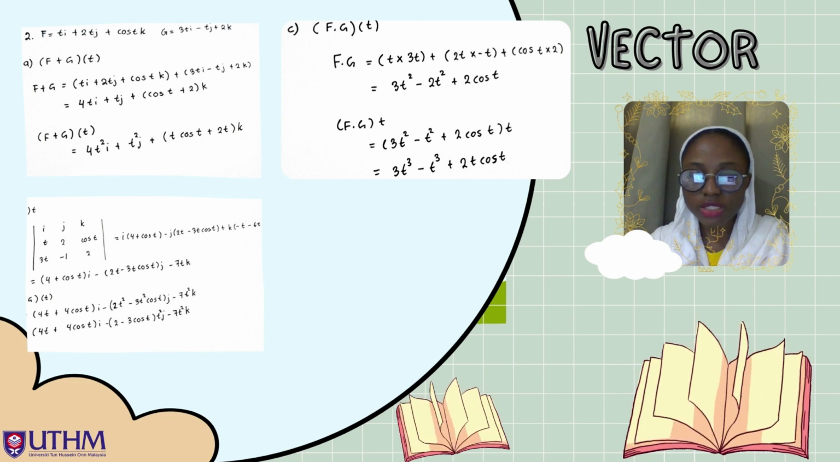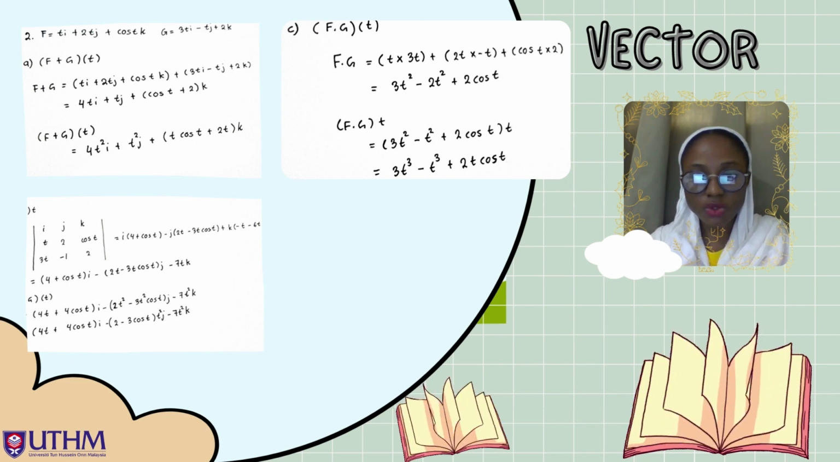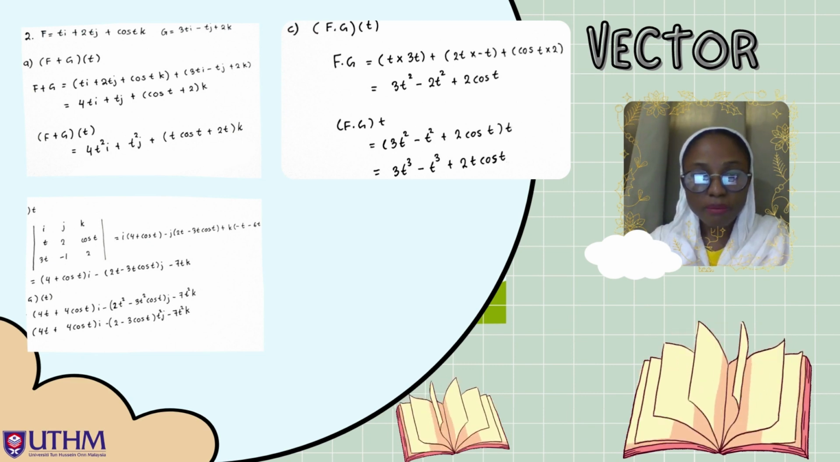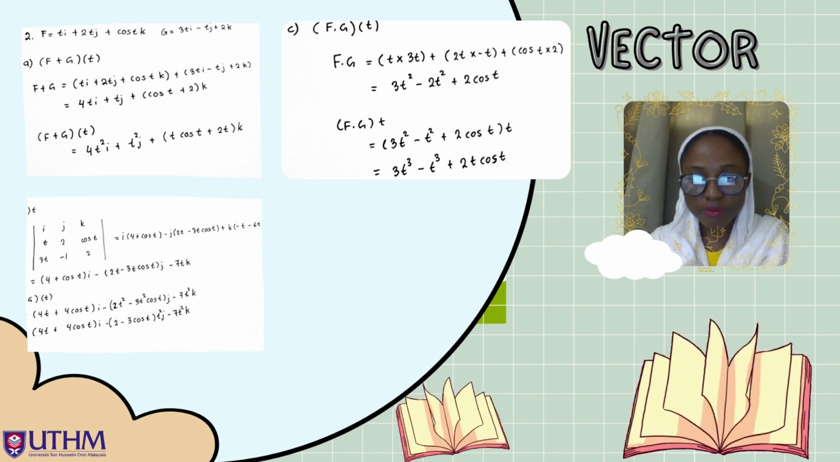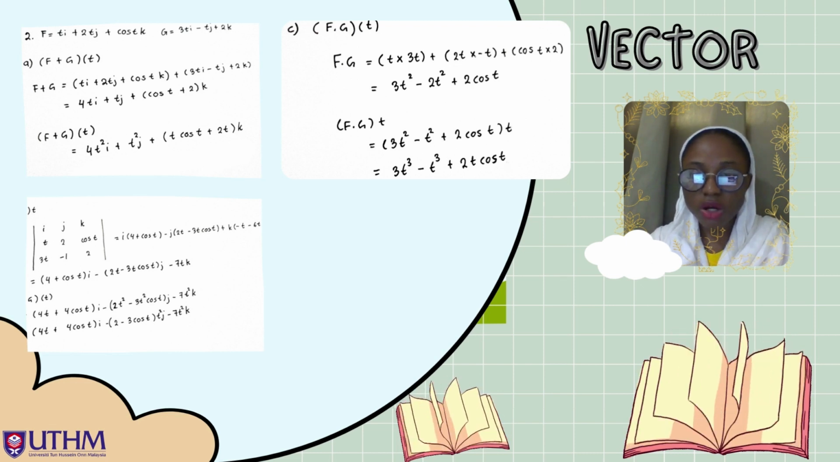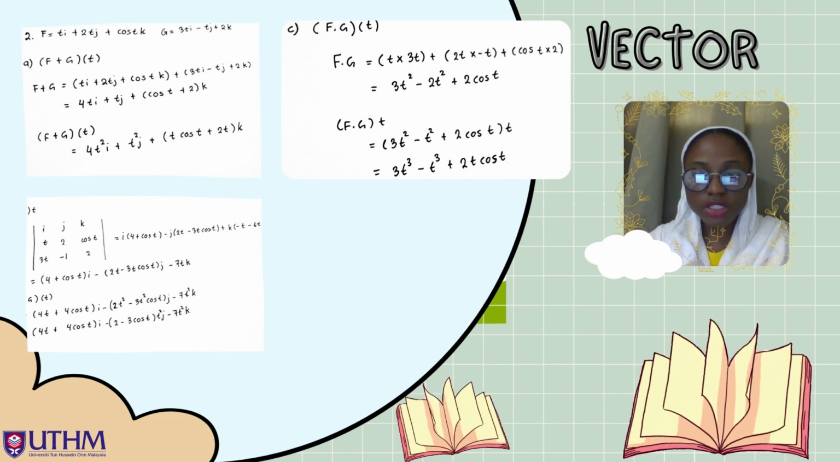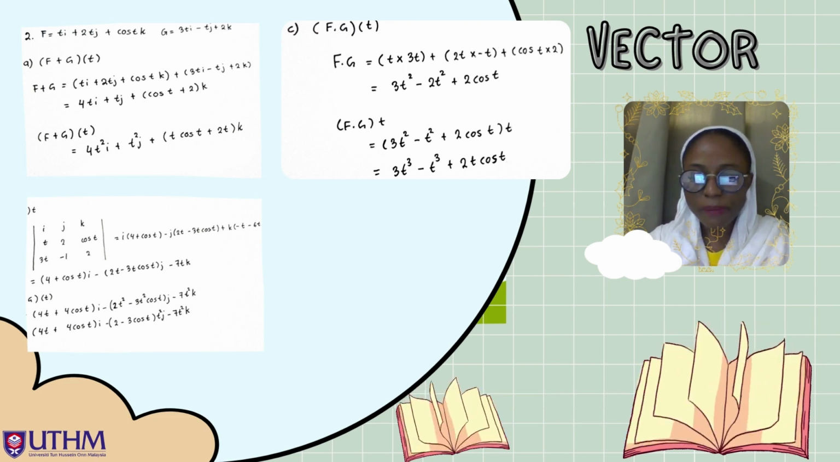Now this equation, f dot g, is going to be multiplied with t, which will give us the answer of 3t squared minus t squared plus 2 cos t in a bracket and t outside, which will give us the answer of 3t cubed minus t cubed plus 2t cos t.